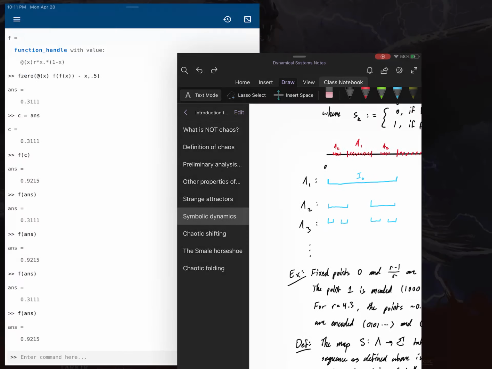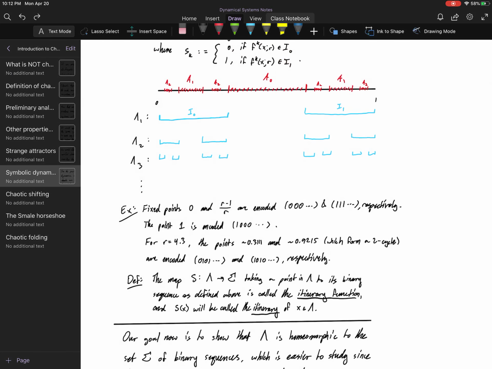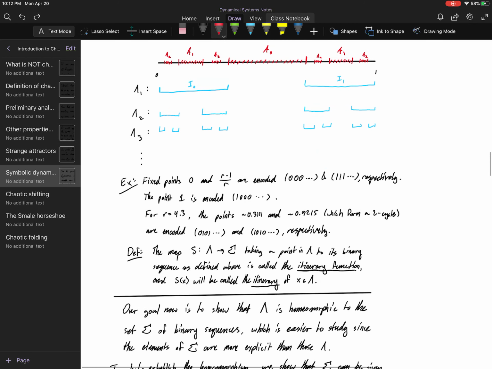And that's exactly what we see in the notes here. Right? So that's exactly what I'm saying, is that there is a 2 cycle in here, right here.